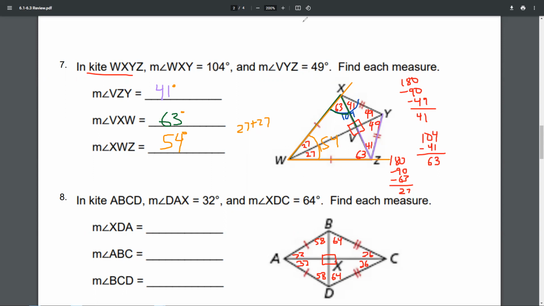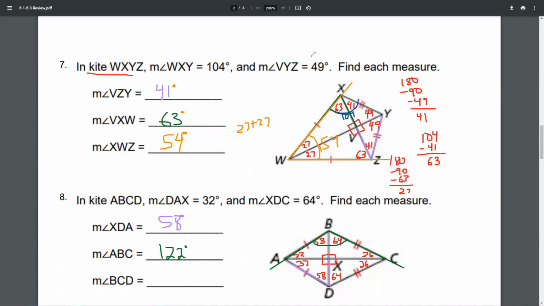Now that I have all the angles filled in, I can start filling in my answers. Okay, XDA. It's going to be 58 right there. That angle down there is 58 degrees. Okay, the next one, ABC. ABC. That's this whole angle right here. So that's 58 plus 60, which is going to be 122 degrees. Got to add those together.